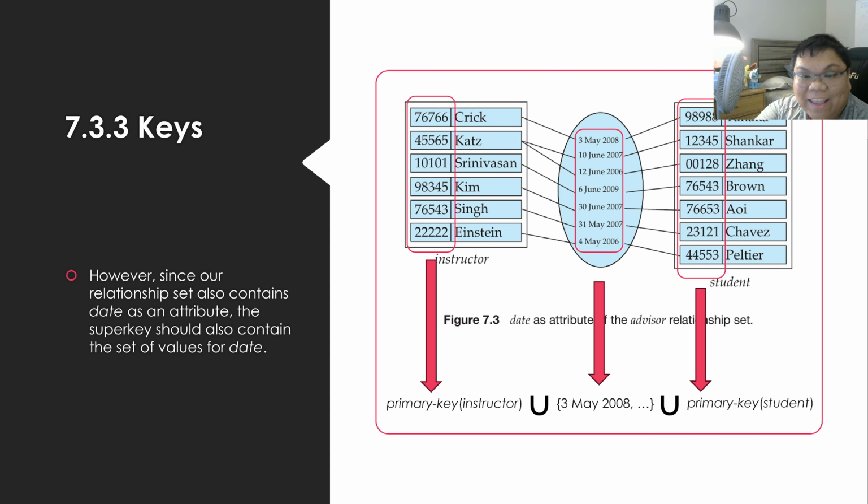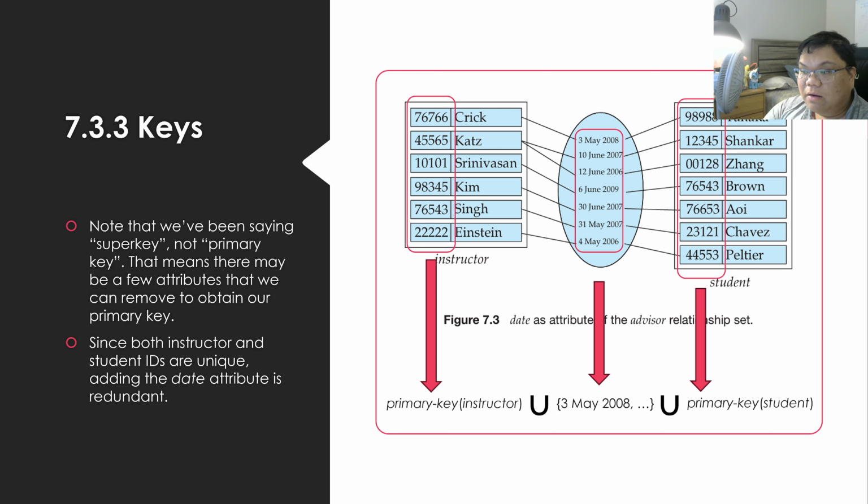Can we add the date? Yes, we can, but this makes it a super key. That means there are going to be some attributes that are needed to uniquely identify every possible relationship in our set. It means there are going to be some attributes that aren't needed, and in this case, the date is not needed, so we can just take that out.